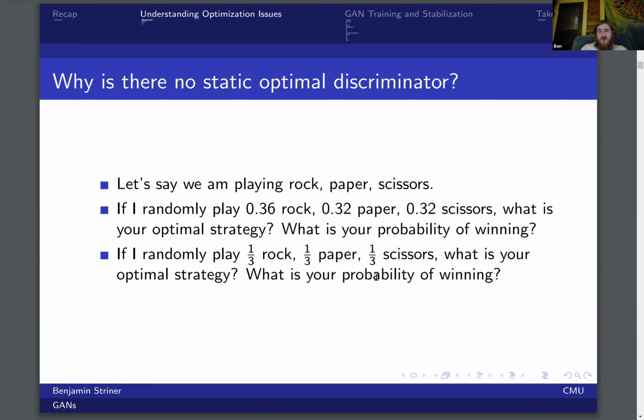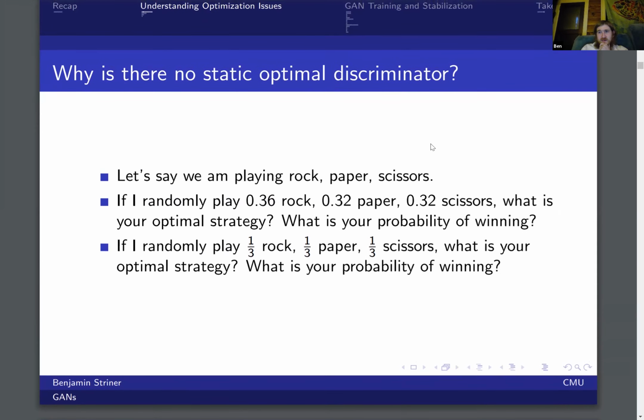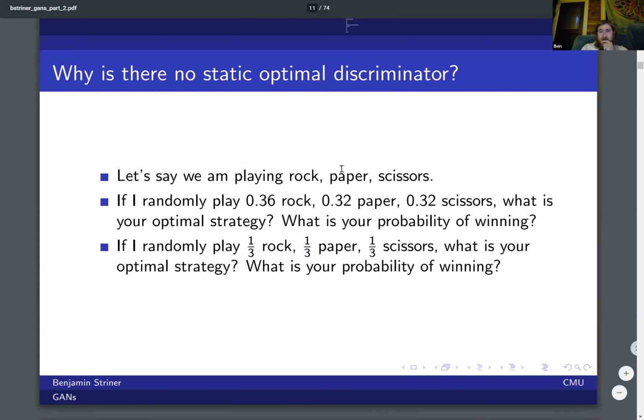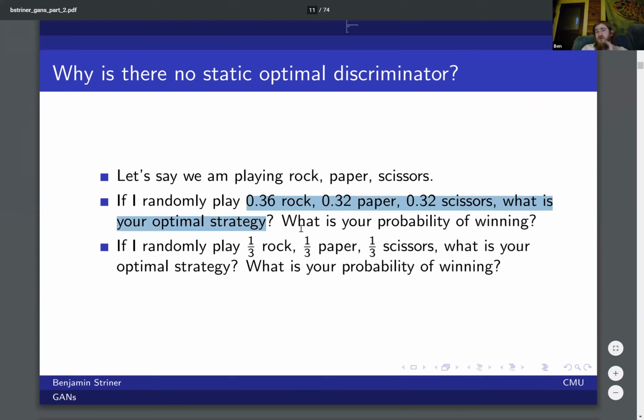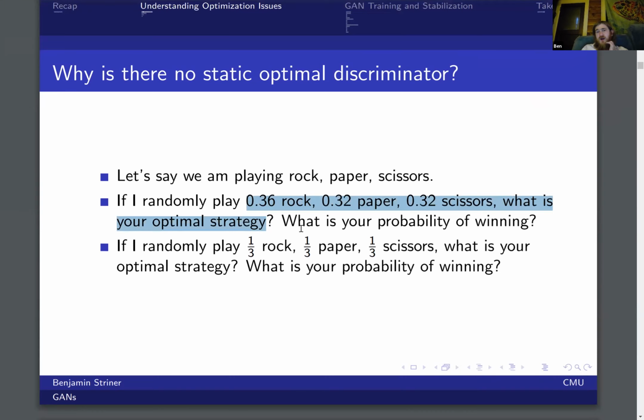To try to understand that, I think a good example is just rock, paper, scissors. Let's say there are two players that are adversaries and they're playing rock, paper, scissors. And I, as the first player, have a random strategy, and the random strategy is this one right here. It's 36% rock, 32% paper, 32% scissors.